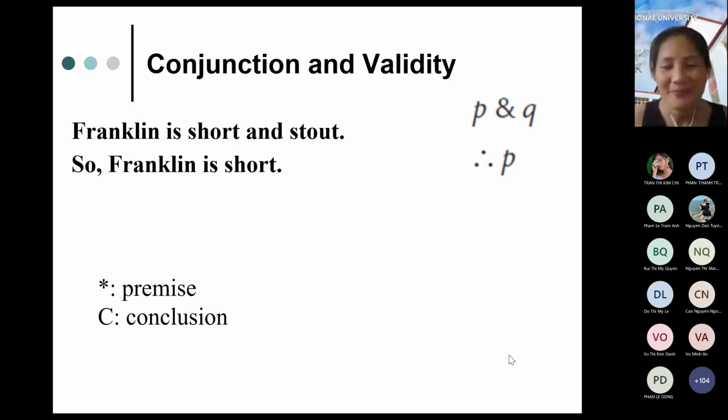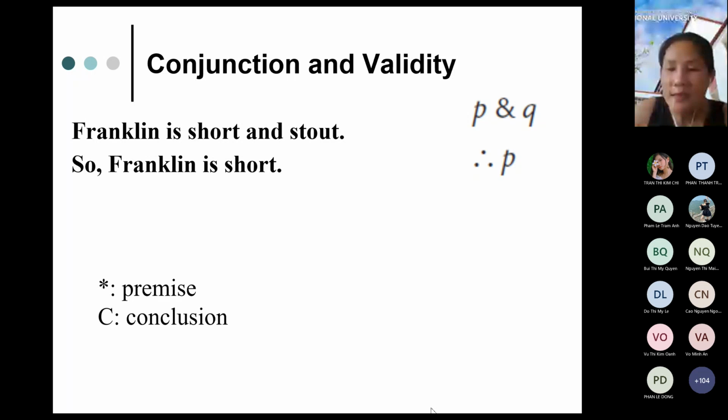Yes. P is Franklin is short, and Q is Franklin is stout. Okay, very good. So you see the information. I saw the other hands; maybe next time I will call you guys. Sorry, Hải Yến, you were very fast. Next time I will give the chance to the other friends, okay?